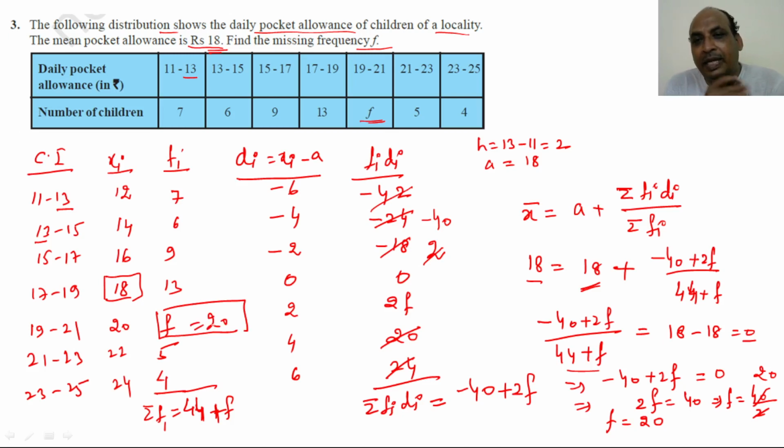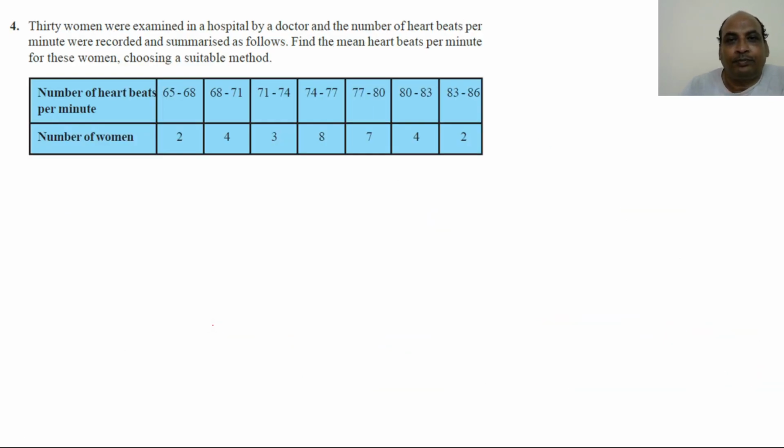So by the assumed mean method. I have not taught you the step deviation method yet, so that's why I have not solved it using the step deviation method. Let us go for question number 4.